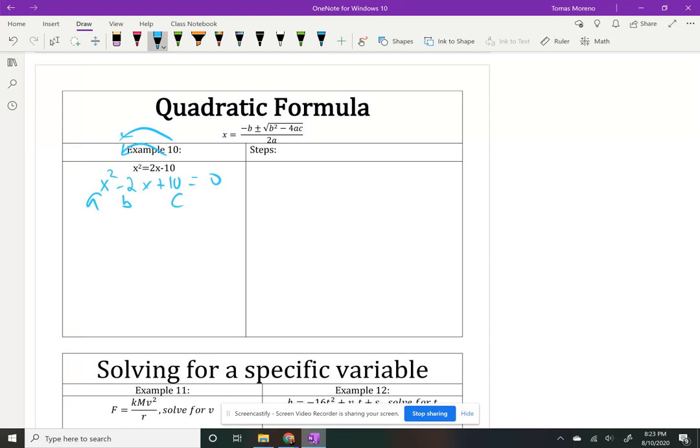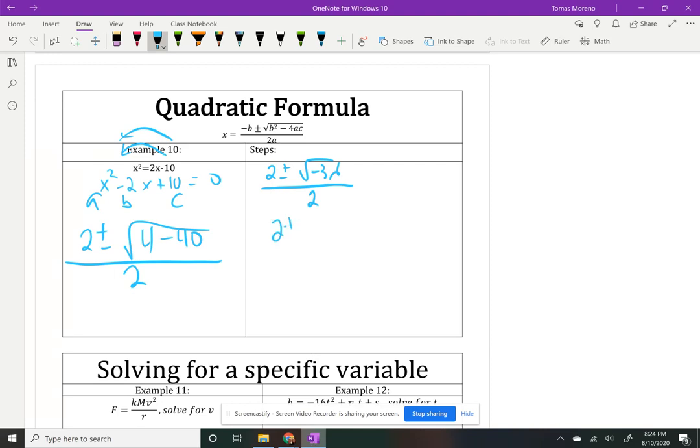So this negative, which is just positive 2, plus or minus negative 2 squared, which is just 4, minus 4 times A, which is 1, times 10, which is negative 40, over 2 times A, which is 1, 2. All right. So far, so good. I know this. This is going to be negative 36. And now I'm going to have a complex number.